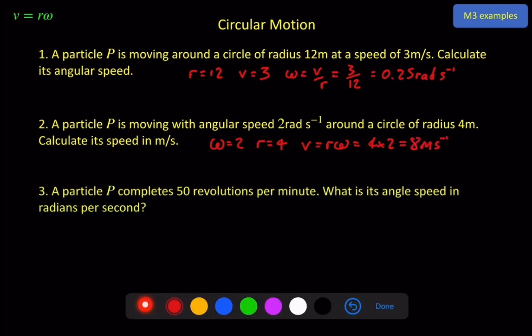Third one, a particle P completes 50 revolutions per minute. This is not uncommon to give it in this style. You need to change it into radians per second. That's the whole question in this case. 50 revolutions is 50 times 2 pi, 100 pi radians. And then obviously a minute is 60 seconds, so omega is 100 pi radians over 60 seconds, which is 5/3 pi radians per second. That's the first formula.